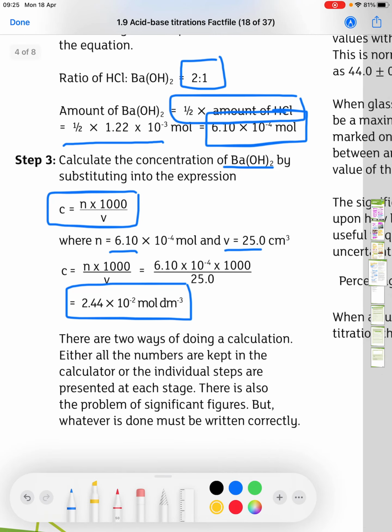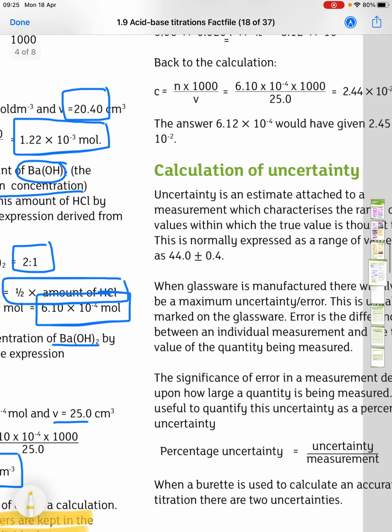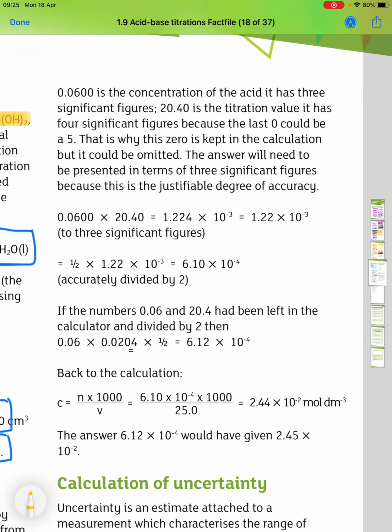So there are two ways of doing a calculation. Either all of the numbers are kept in the calculator, or the individual steps are presented at each stage. There's also the problem of significant figures, but whatever is done, it must be done correctly.